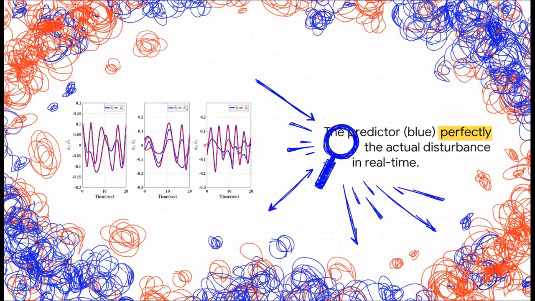And wow, this chart tells a powerful story. That red line you see, that's the actual chaotic disturbance hitting the system. The blue line is the MFTDO's prediction of that disturbance. Just look at how perfectly they overlap. The system isn't just reacting anymore, it's predicting the chaos in almost perfect real time. This is the visual proof that the whole theory works.